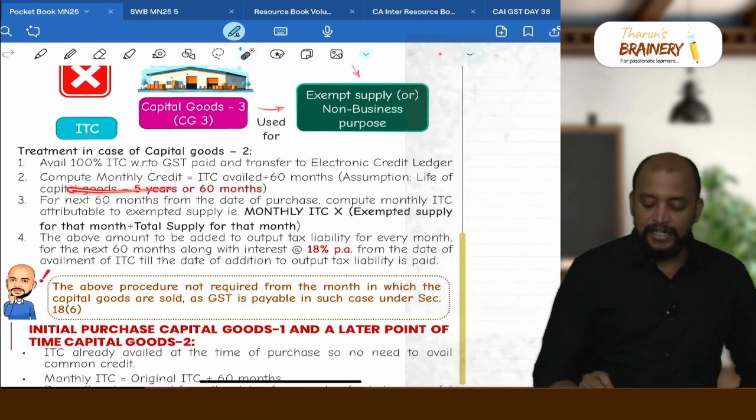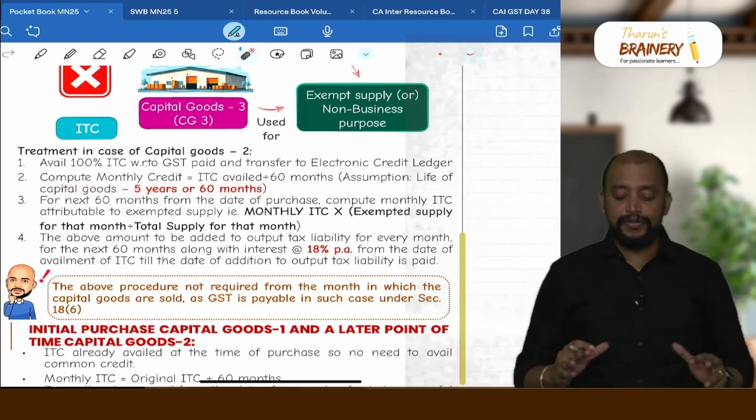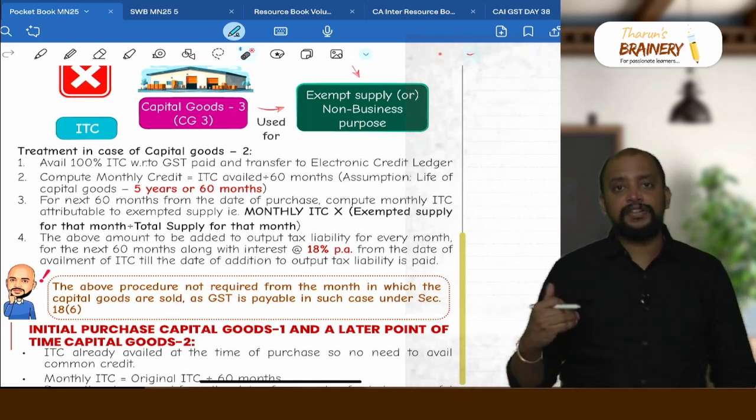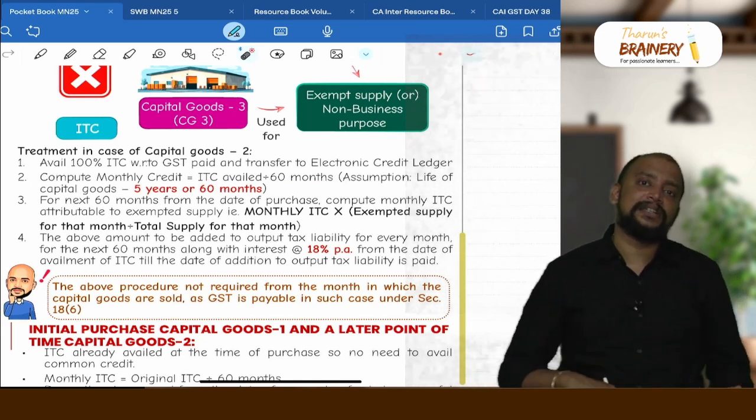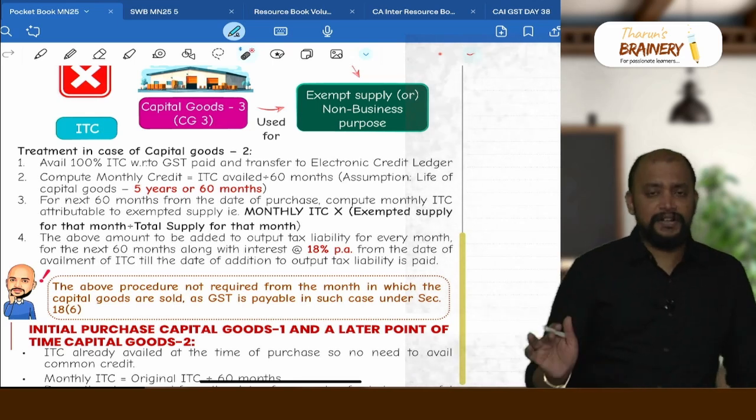So compute monthly credit. What is the monthly credit? ITC availed divided by 60 months. Here the life of the capital goods will be taken as 60 months, 5 years or 60 months. Can we take a period less than 60 months? Yes, but that should be given in the question. Otherwise we will take 60 months.